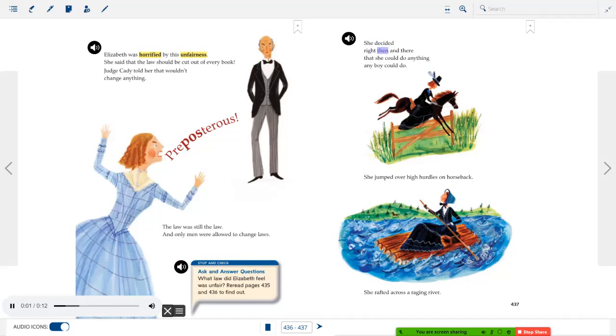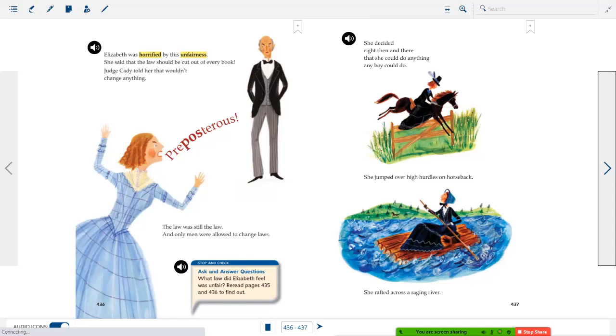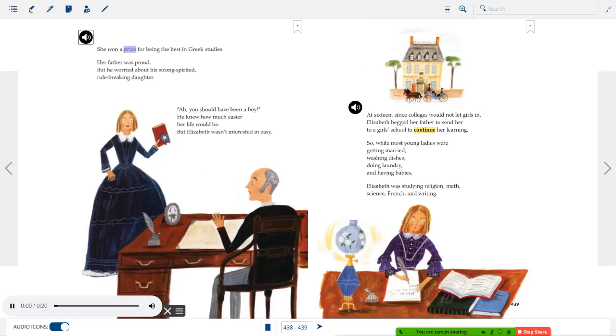She decided right then and there that she could do anything any boy could do. She jumped over high hurdles on horseback. She rafted across a raging river. She won a prize for being the best in Greek studies. Her father was proud, but he worried about his strong-spirited, rule-breaking daughter. "Ah, you should have been a boy." He knew how much easier her life would be. But Elizabeth wasn't interested in easy.